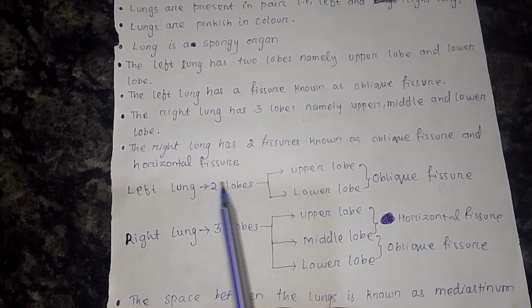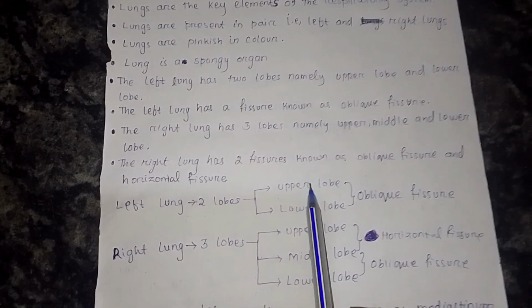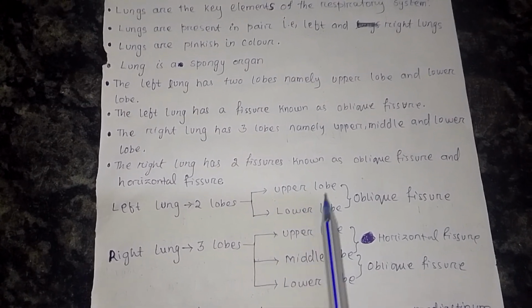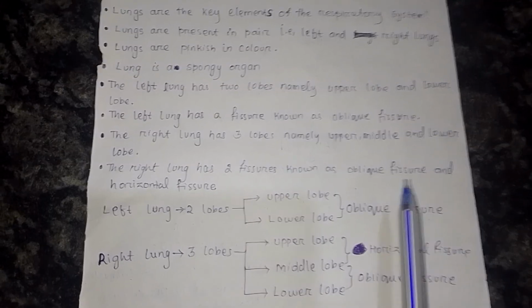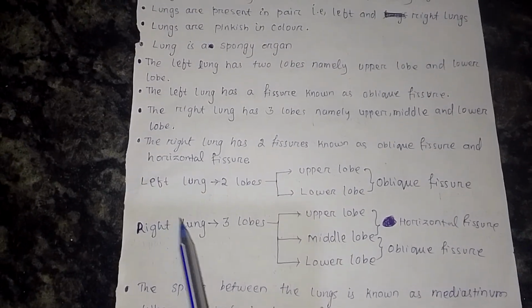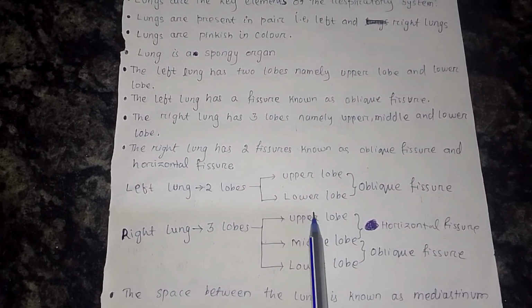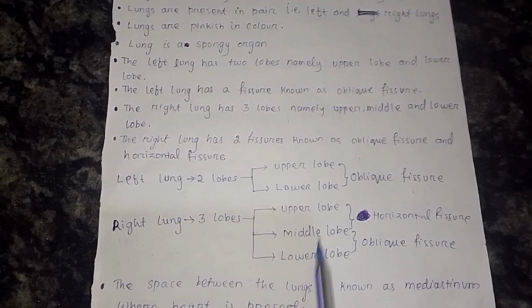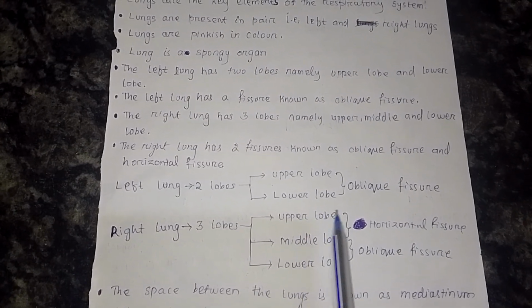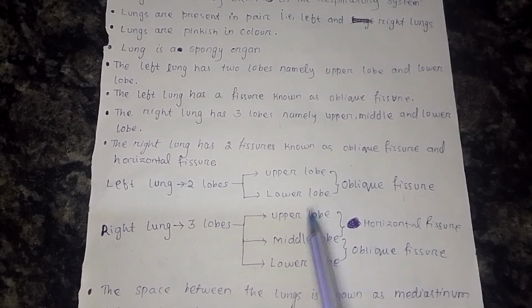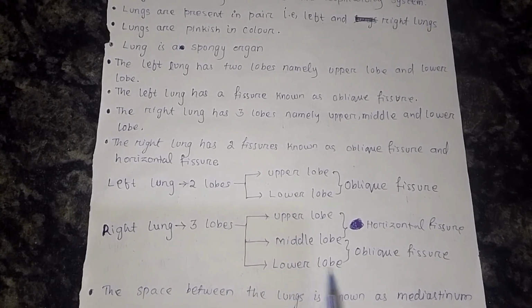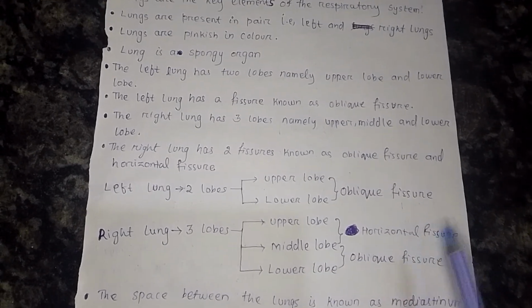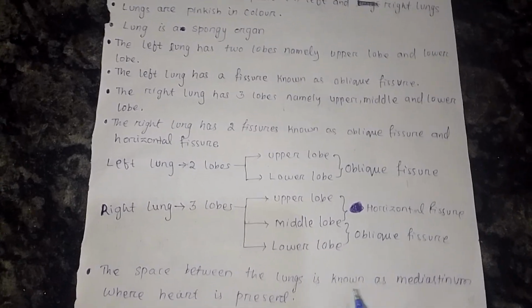Then look at this part. The left lung has two lobes, the upper lobe and the lower lobe, which are separated by an oblique fissure, also known as the left oblique fissure. The right lung has three lobes: the upper lobe, middle lobe and the lower lobe. The upper lobe and the middle lobe are separated by the horizontal fissure or the right horizontal fissure. The middle lobe and the lower lobe are separated by the oblique fissure, also known as the right oblique fissure.